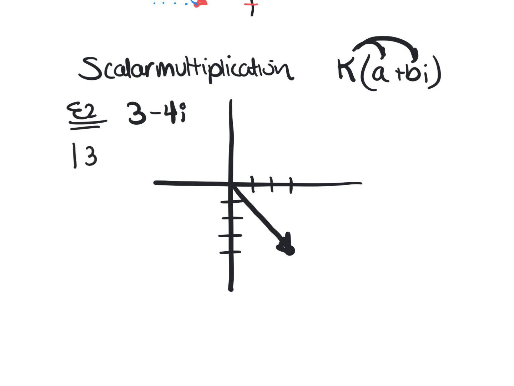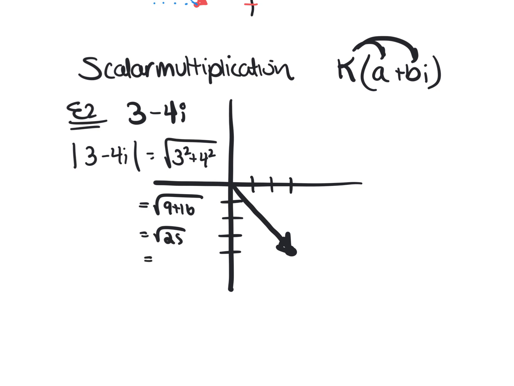If I take the absolute value of 3 minus 4i, how far away is this point from the origin? Well, by now you might recognize, oh, that's going to be a 3, 4, 5 triangle. If you don't recognize it, you can do what we learned yesterday, a squared plus b squared, and that gives you the square root of 9 plus 16, which is the square root of 25, which is 5. So starting off with this number, 3 minus 4i, it's right 3, down 4, has a modulus of 5, meaning it's 5 units away from the origin, 0, 0.